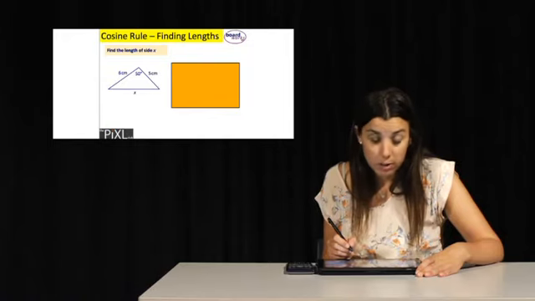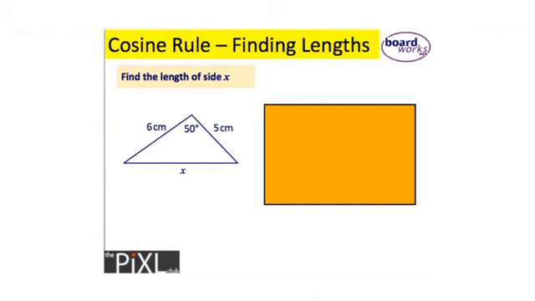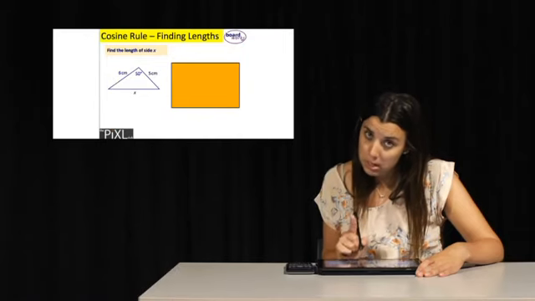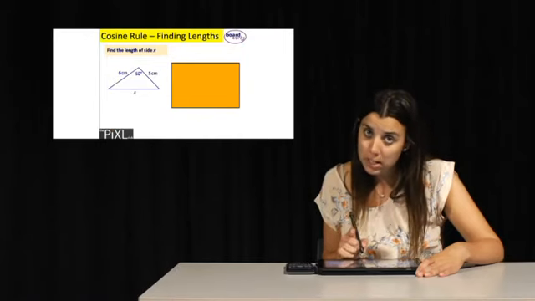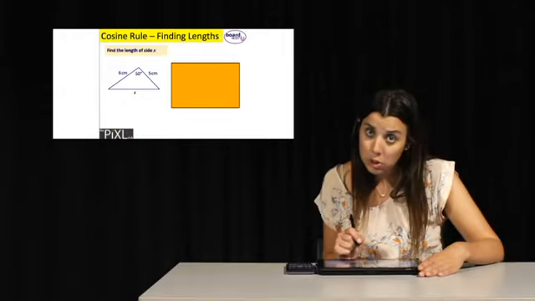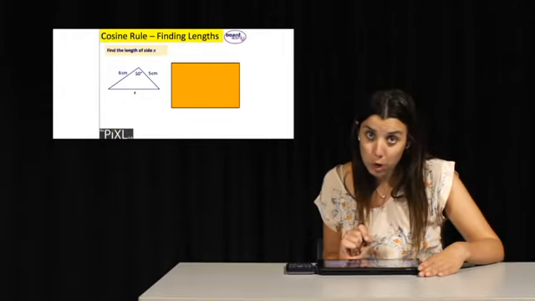We're now going to move on to some practice using the cosine rule. Our first example is to find a length. You will notice you are given two lengths, 6 and 5, and an enclosed angle of 50. I'm going to give you 1 minute to think about the cosine rule and how you might substitute your values into it to solve this particular problem. Off you go.